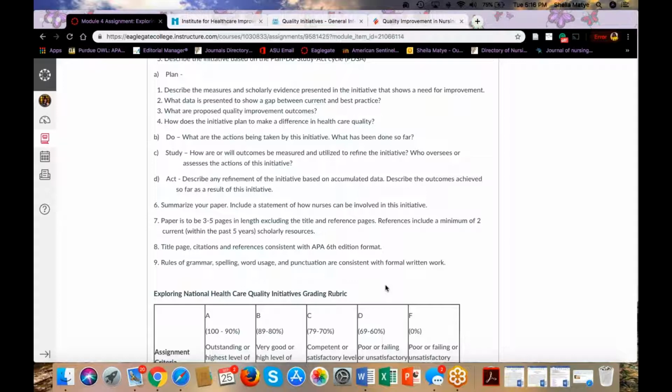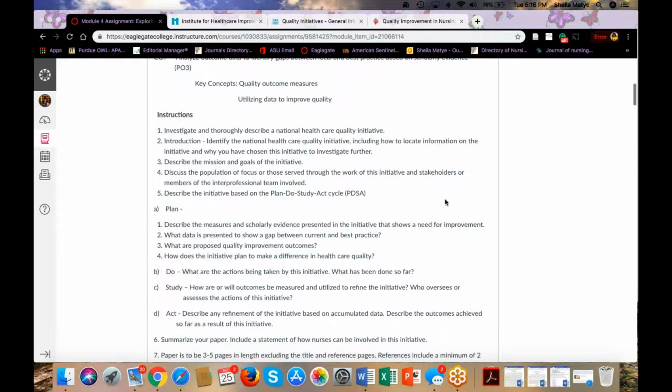Okay. I have one question. If you go back up to item number 1, when you're saying investigate and thoroughly describe. Does there need to be a paragraph in there for that, or is the writing starting with the introduction? Well, the introduction is that. Okay, so the introduction will include that. That's what I thought. I just want to make sure.